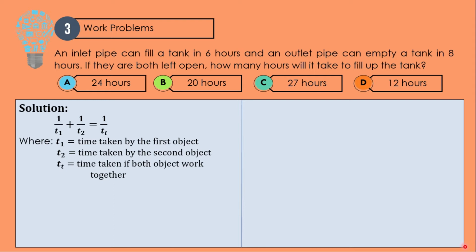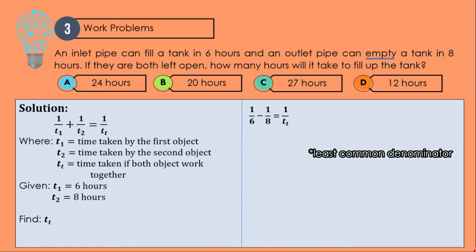The first object, an inlet pipe, can fill a tank in 6 hours, while the second object can empty a tank in 8 hours. Notice that the second object is doing the exact opposite work of the first object. Thus, instead of using addition as the operation in the formula, we're going to use subtraction to find the time taken as both objects work together. Now we have here the equation 1 over 6, and as you can notice, we use subtraction as the operation, minus 1 over 8 is equal to 1 over T sub T.